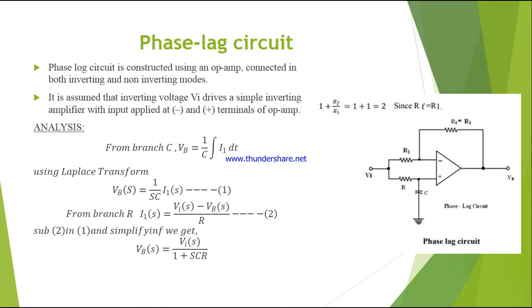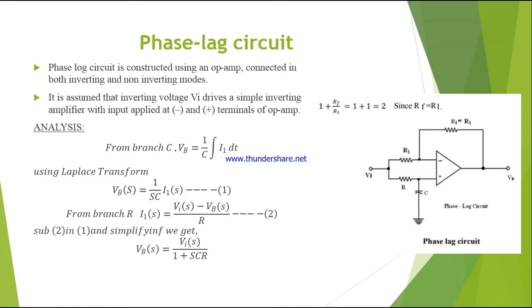It is assumed that the input voltage Vi drives a simple inverting amplifier with input applied at the negative and positive terminals of the operational amplifier. And it is also assumed that the inverting gain is -1 and the non-inverting gain after the low pass circuit is AV equal to 1 plus RF by R1. If RF equal to R1, then the non-inverting gain is 2 and the inverting gain is 1.